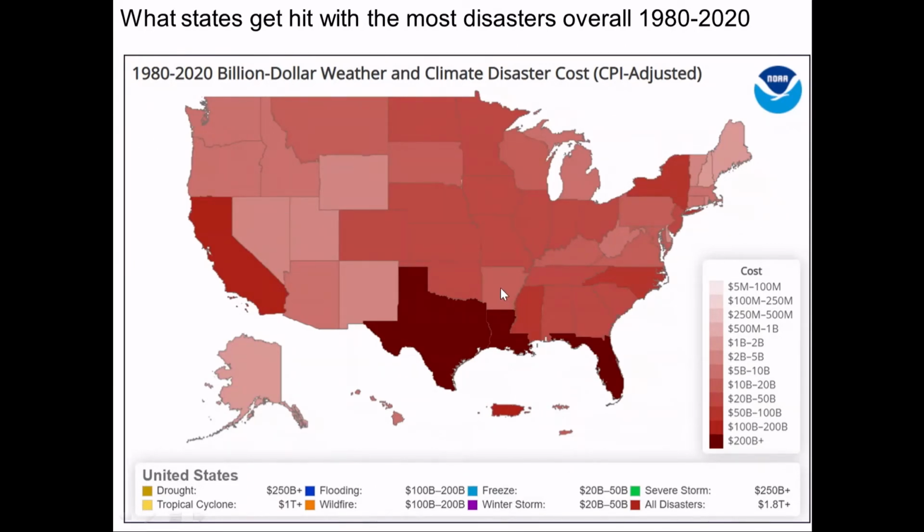Now, as far as total damage over the United States, this graph right here, this map, shows you how many billion-dollar weather and climate disasters have hit the United States and their cost. Now in dark red, 200 billion for those states. In light pink, like Nevada, 5 million to 100 million in damage.